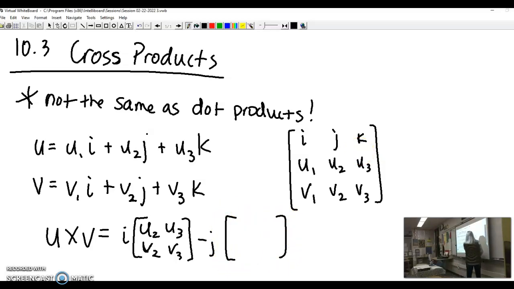And what matrix do we get if we take out the middle column and the top row? We get U1 and U3, and V1 and V3. So U1, U3, V1, V3. And then see if you can write your own K matrix. Take out the K column, what do you get? Write it down.